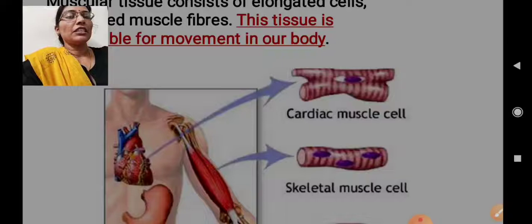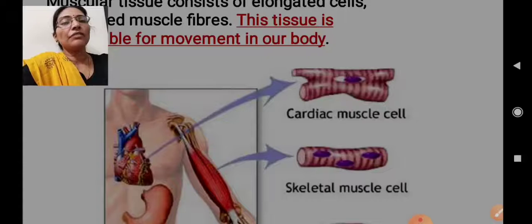So that is one special feature of cardiac muscle. They are branched and united. Then the second feature is they are uninucleated. They are not multinucleated. They are uninucleated. They will not tire.